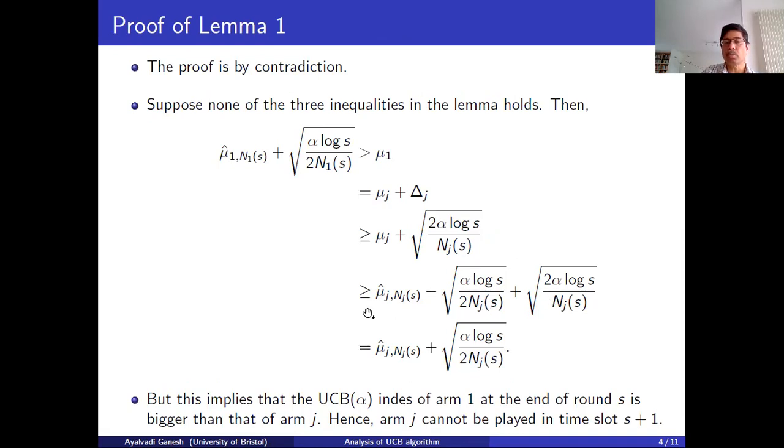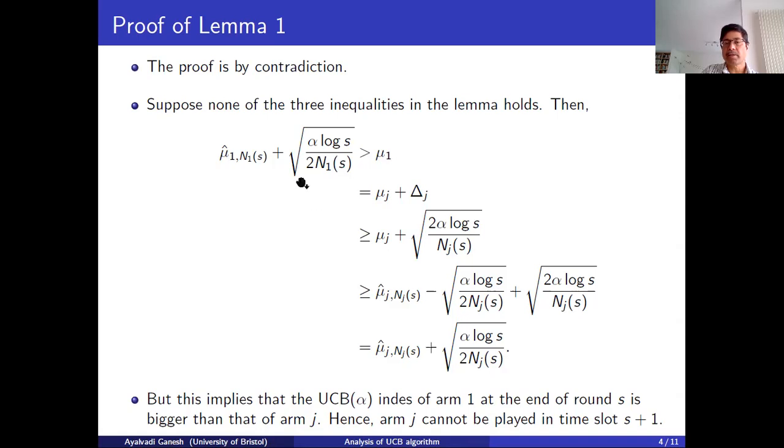Plus this, we copy this over. And then this last equality is just algebra. Okay, so if all three inequalities in the lemma are violated, then what we end up with is that the sample mean on the first term plus this term is bigger or equal to the sum. In fact, somewhere it should be a strict inequality. Yeah, it's strictly bigger than the sample mean on the J term plus the corresponding correction term here.